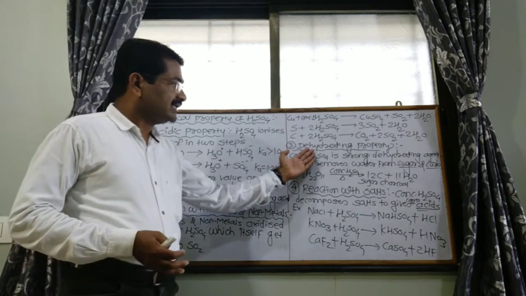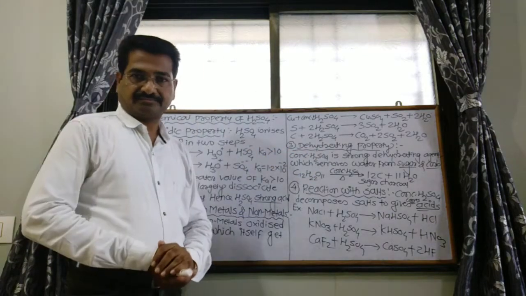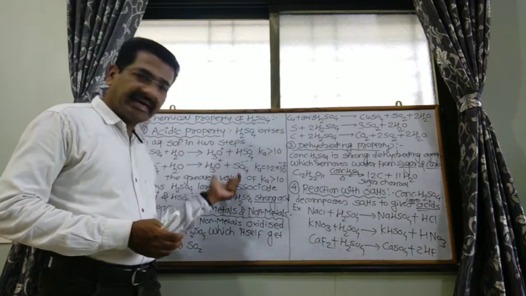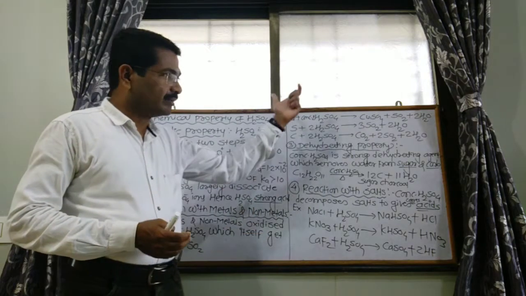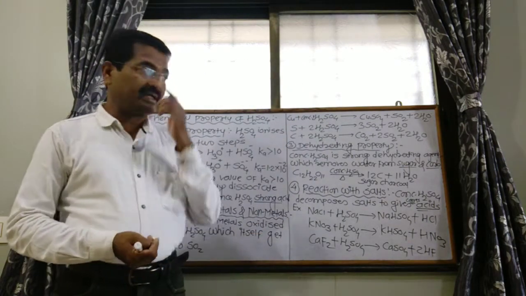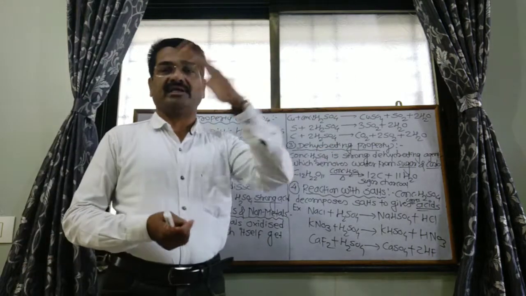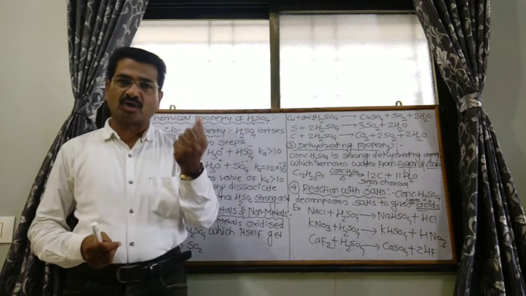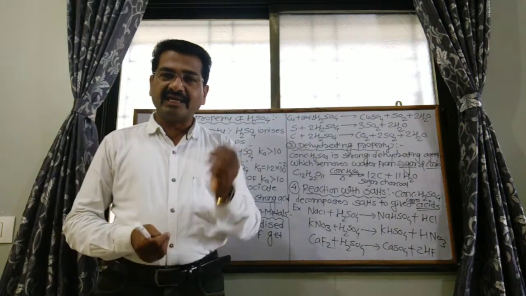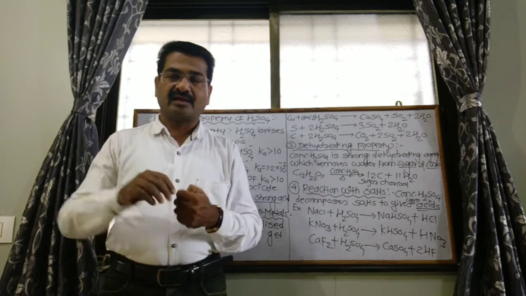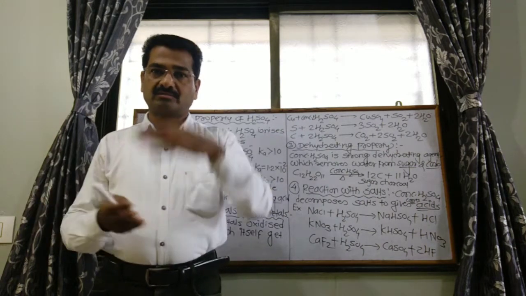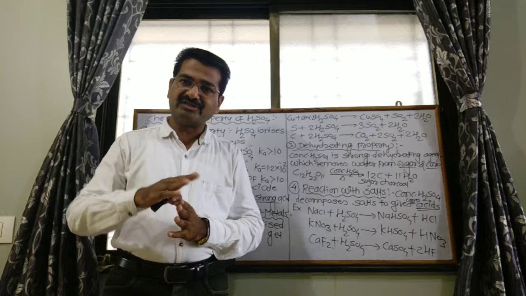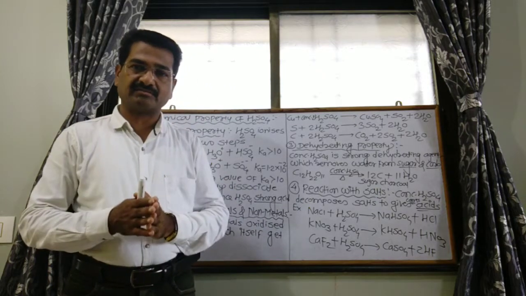Third chemical property is the dehydrating property. What are the chemical properties of sulfuric acid? First, it shows acidic nature. Second, reaction with metals and non-metals. Third, it shows dehydrating property. First of all, see what dehydration is. Dehydration is the process in which a compound reacts with a reagent to lose water. The process of removal of water is called dehydration.